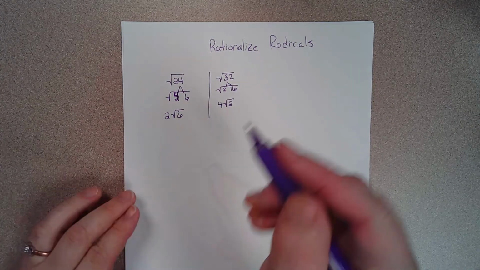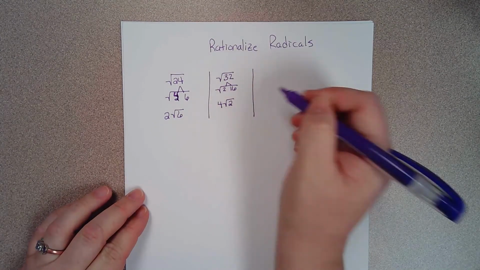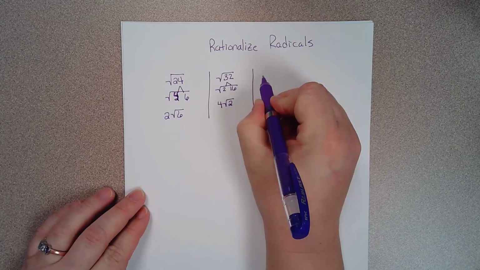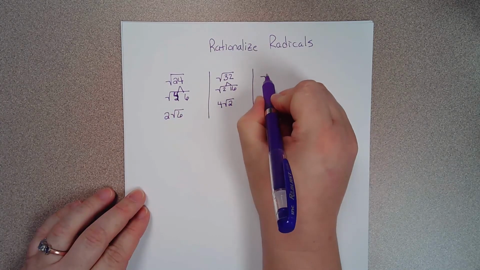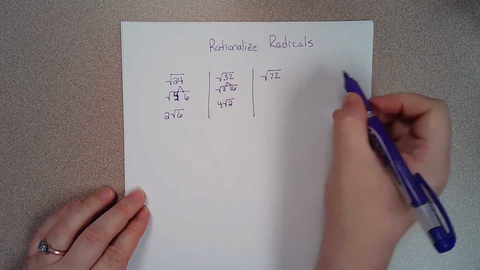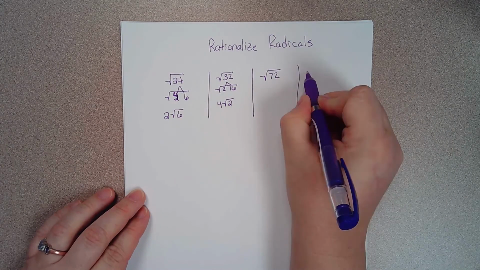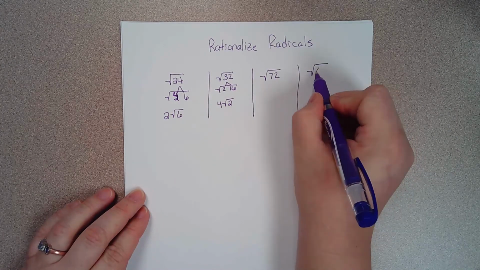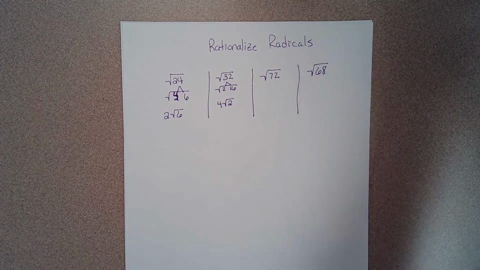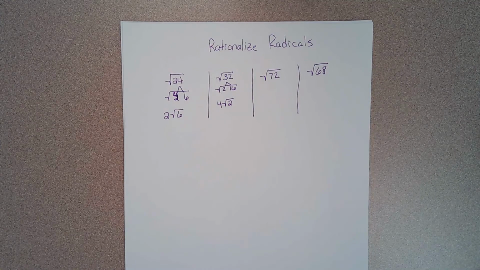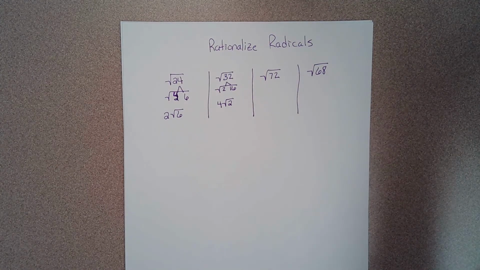So here, I want you to try a couple of these, and then I will pause and let you take a moment to finish them out. So square root 72, square root 68. Make sure you pause the video here.